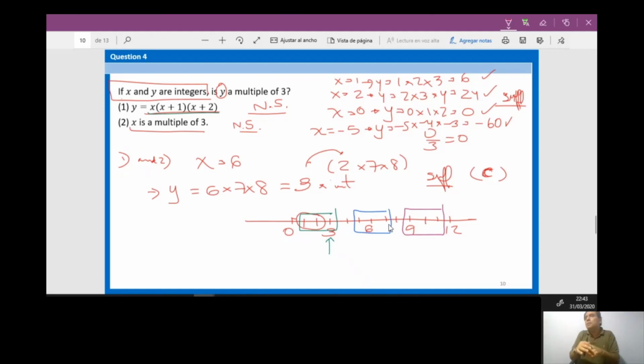We can say, if you pick n consecutive integers, among n consecutive integers, there's one multiple of n. If you pick 5 consecutive numbers on the number line, one of them has to be a multiple of 5. If you pick 11 consecutive numbers by chance, one of them has to be a multiple of 11.